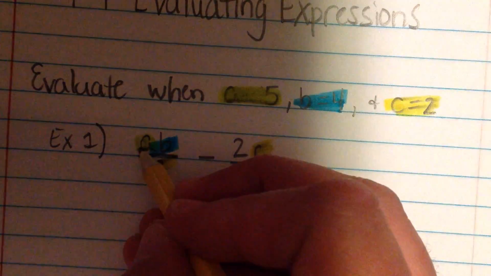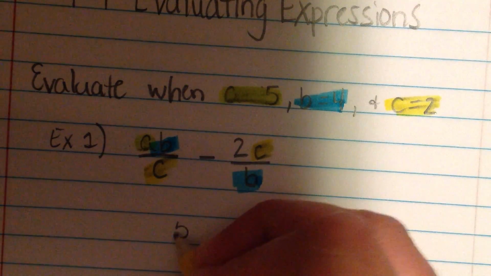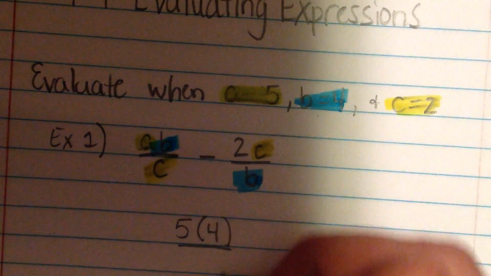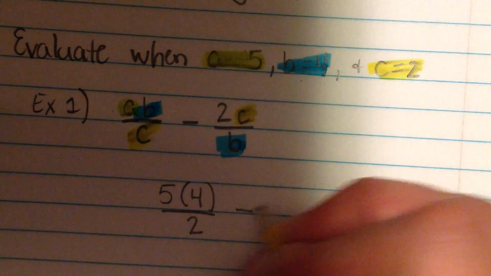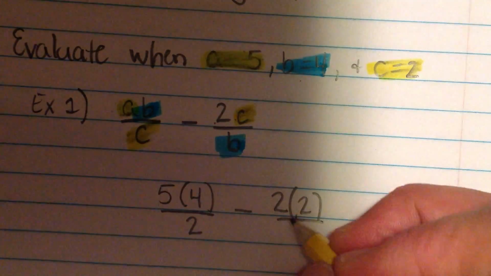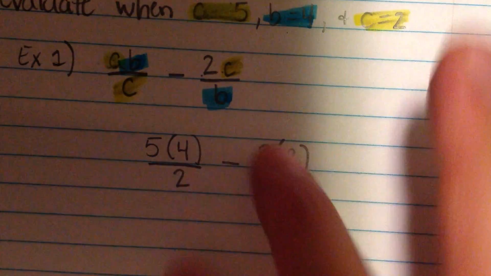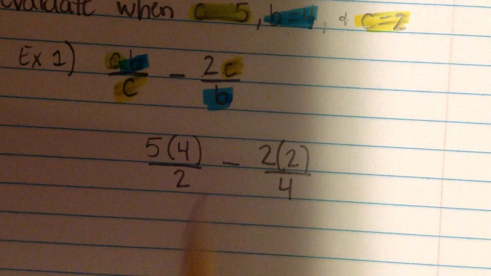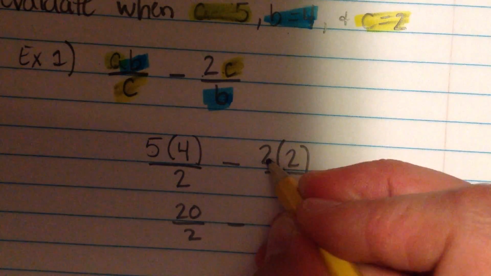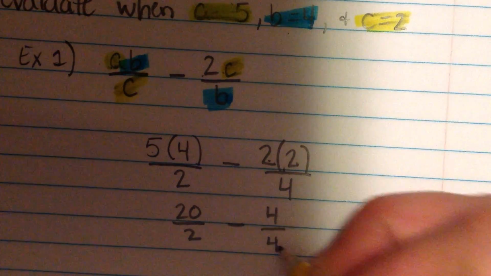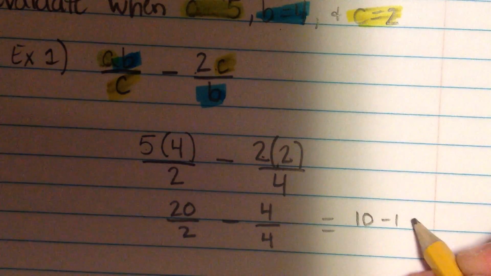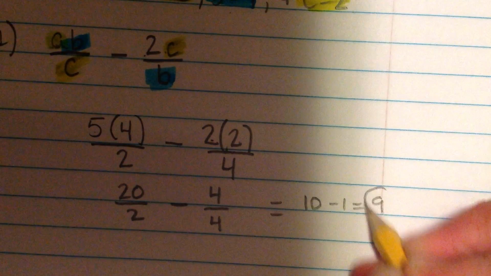So I have a, which is -5, times b, which is 4, divided by c, which is 2, minus 2 times c, which is 2, divided by b, which is 4. So now I just solve each fraction individually, and I'll subtract. So -5 times 4 is -20, divided by 2, minus 2 times 2 is 4, divided by 4. -20 divided by 2 is -10, and 4 divided by 4 is 1. -10 minus 1 is -11.